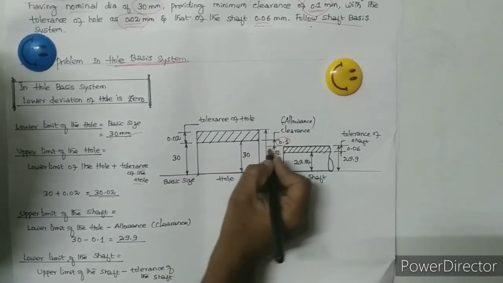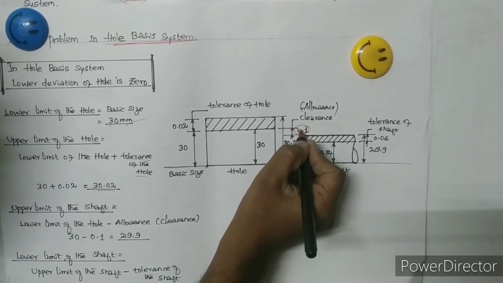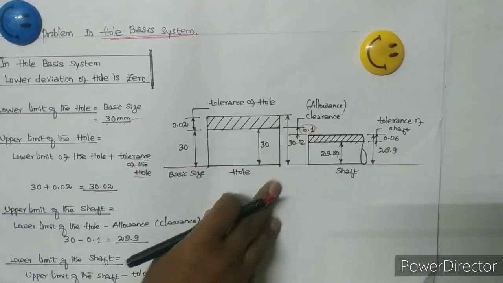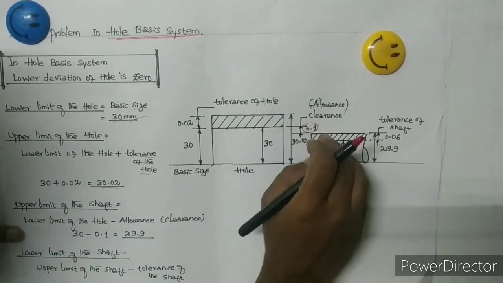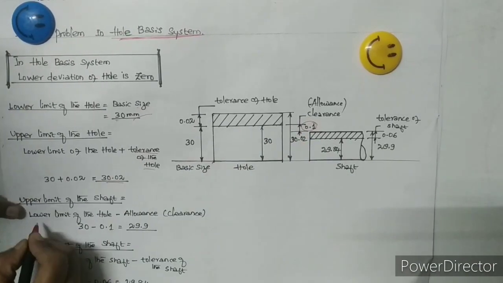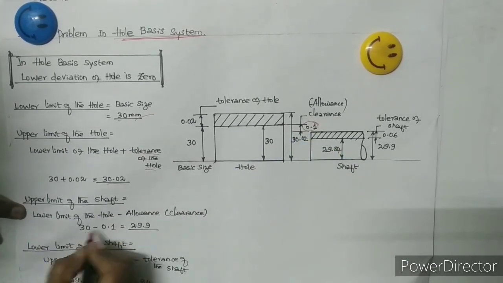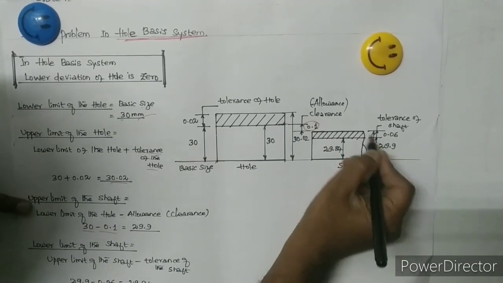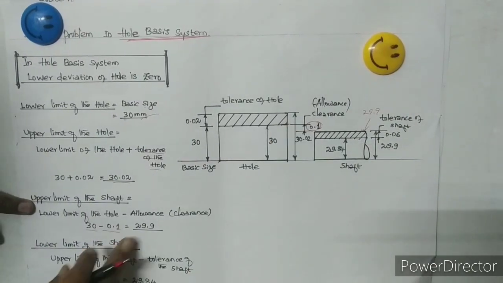We have to show this diagrammatically like this. So the clearance is 0.1 mm. Then after the 0.1, your shaft size will start. What is the shaft size that will start now? The upper limit of the shaft is nothing but the lower limit of the hole minus the clearance, that is 0.1. 30 minus 0.1 is 29.9. Yes, this 29.9 is your upper limit of the shaft.